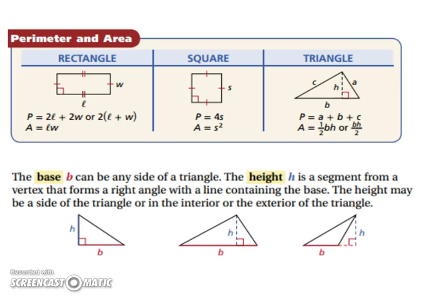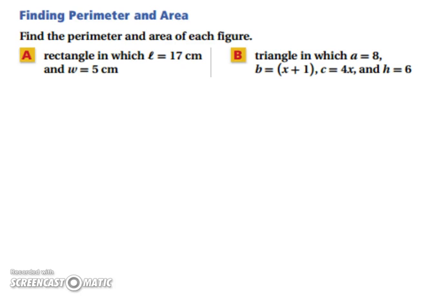So let's try a couple of examples. Find the perimeter and area of each figure. A rectangle in which L is 17 and W is 5. So for perimeter, we have 2 times L plus 2 times W. Our L is 17, so we can substitute 17 in for L, and then we can substitute 5 in for W. Then we can simplify. So we have 34 plus 10, which gives us 44 centimeters.